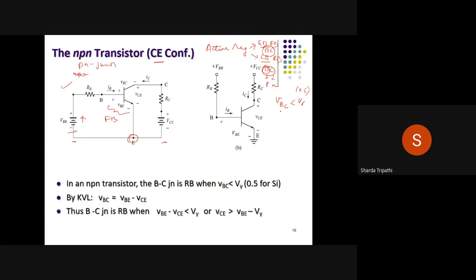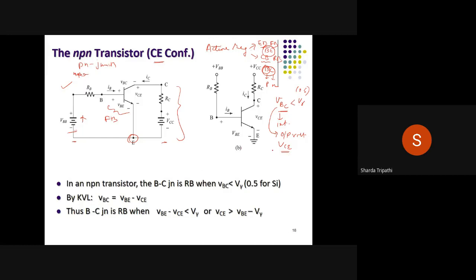So this condition is actually in terms of VBC, but in this configuration, when you say that the emitter is common, VBC is kind of an internal voltage which may not be easily accessible from outside. So what I want to do is translate this condition in terms of output voltage VCE. Here, if you see, the output voltage is taken across the C and E terminals. So in this case VCE is the output voltage.